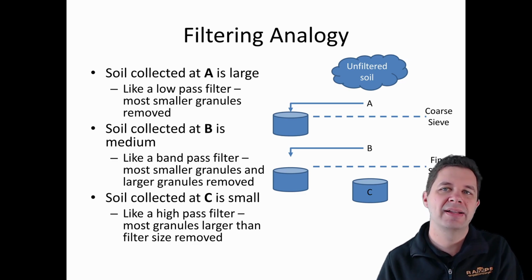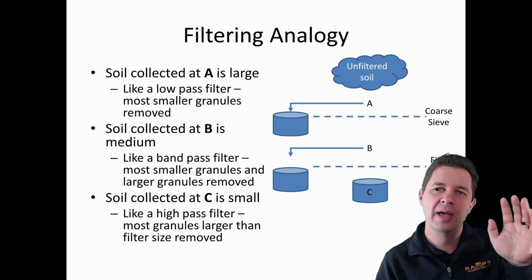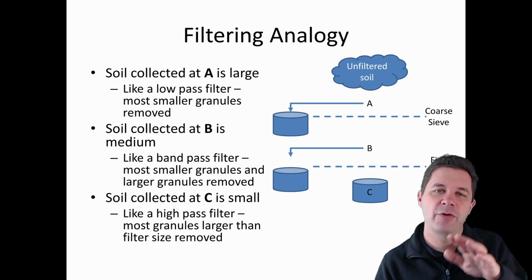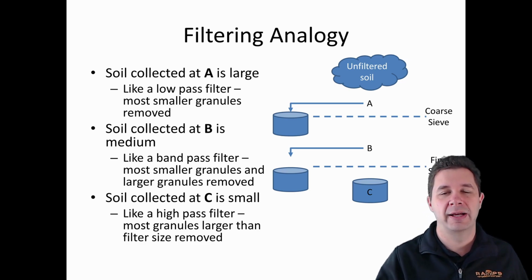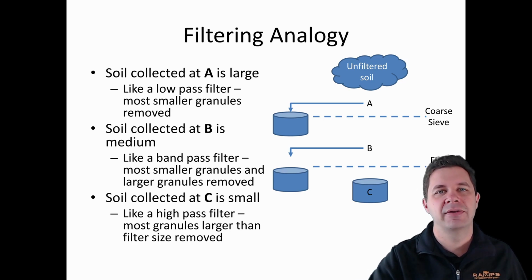And then soil at C is really small ones. It's like a high-pass filter where all the larger soil has been rejected by either the first sieve or the second sieve, and we have a bucket C that's got all the fine soil in it. Nice way of thinking in an analogy form about these different filters.